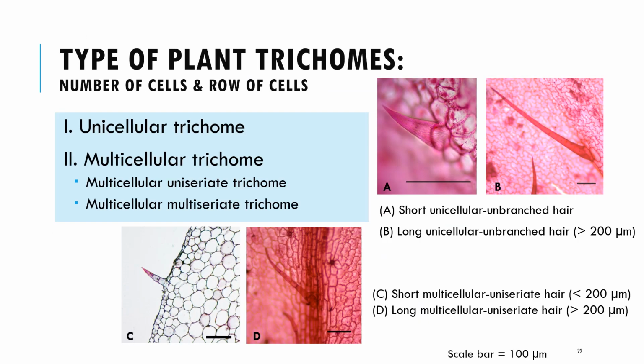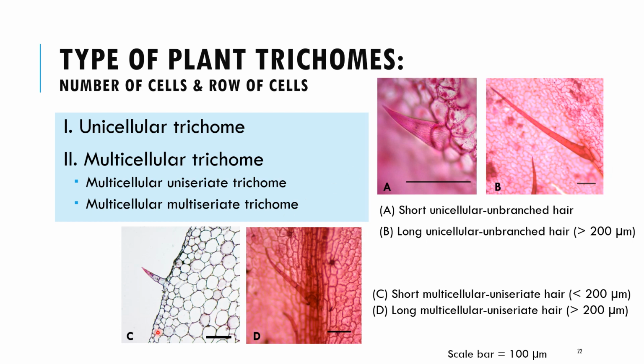The classification of trichome based on the number of cells and row of cells, we can classify into two types of trichome, unicellular and multicellular trichomes. For multicellular trichome, we have two subtypes, multicellular unicellular and multicellular multicellular trichomes. Let's see figure A and B. You can see this is unicellular trichome because they consist of a single cell and is usually quite small.